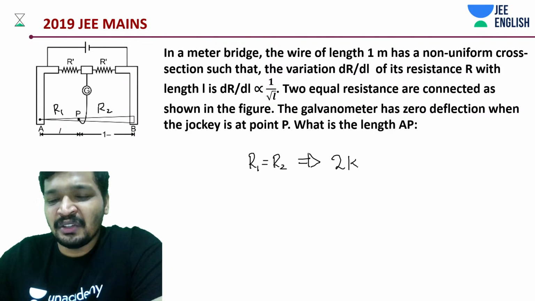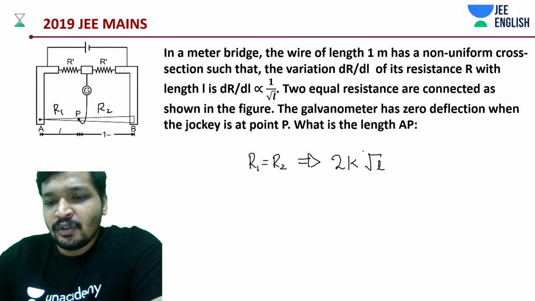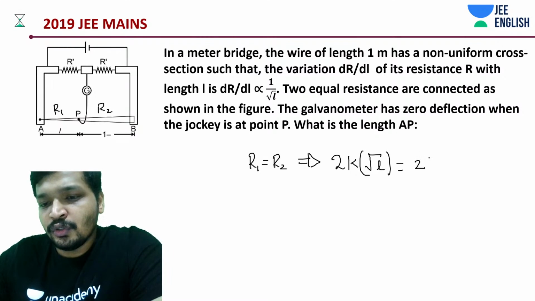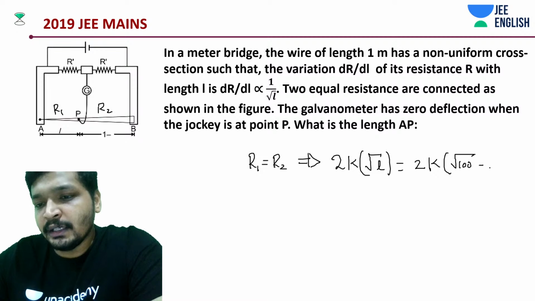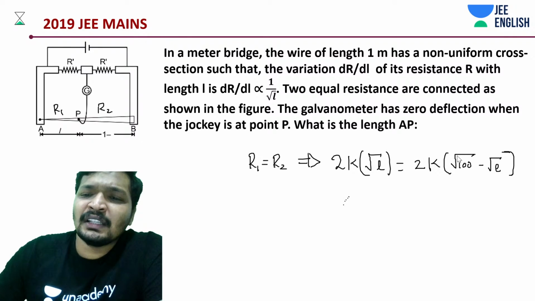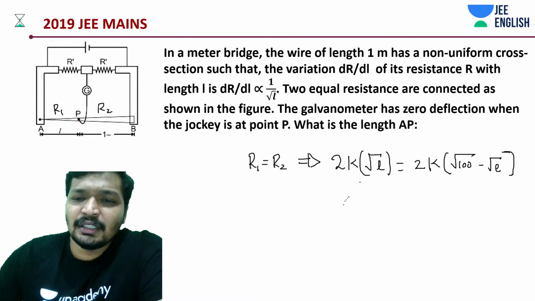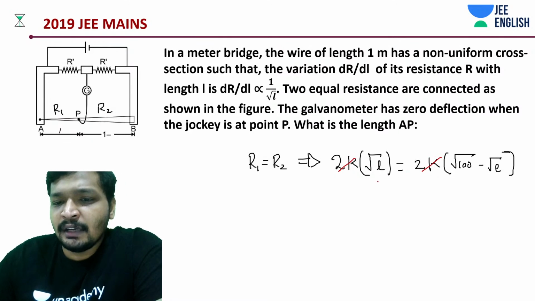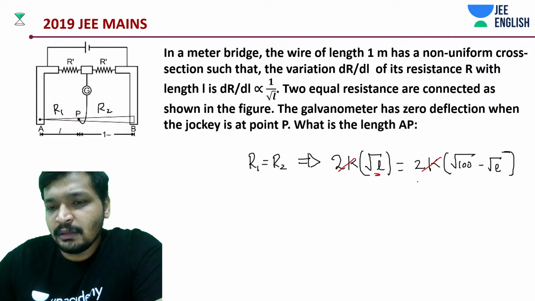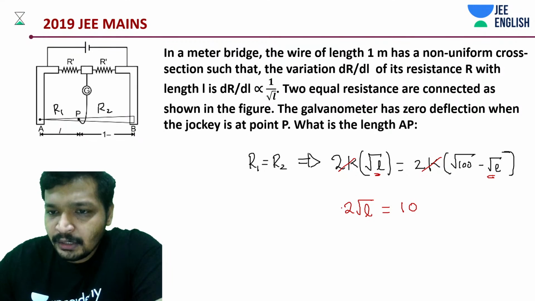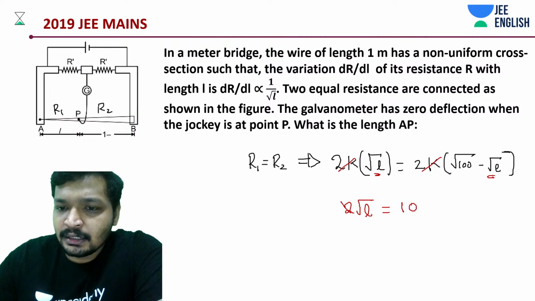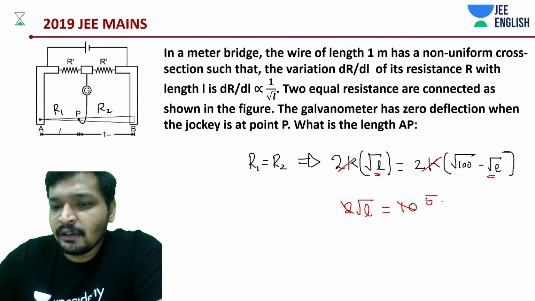You don't even need to think about what this is. 2k root L is equal to 2 into k into, yes, that is very important, 100 minus root L. 100 is how much? 10 centimeters. I think we could have kept it as 1, could have been easier. So 2k gets cancelled out. What do we have? From this we have 2 root L is equal to 10 centimeters. So this is going to be how much? Root L is 5 centimeters.